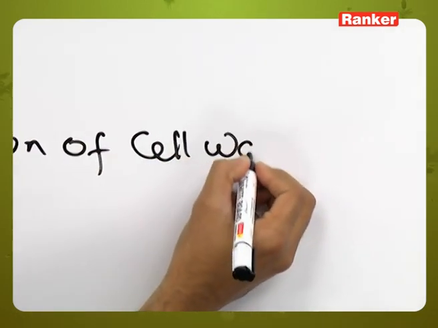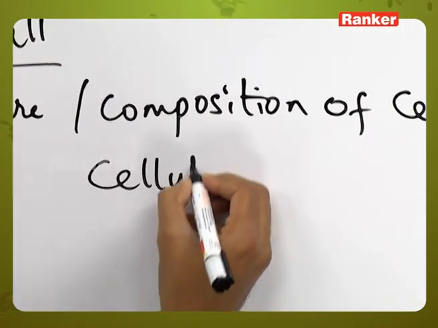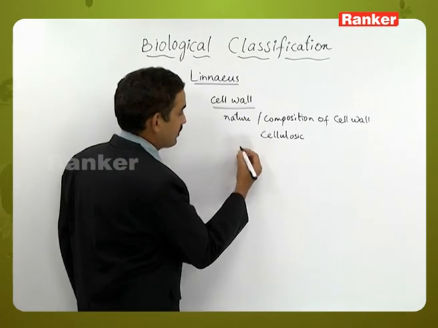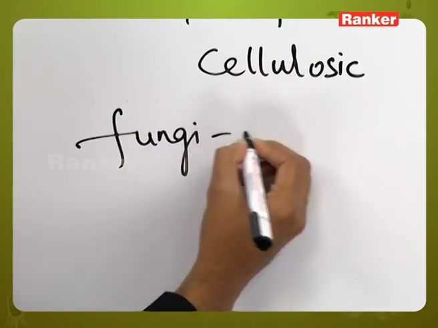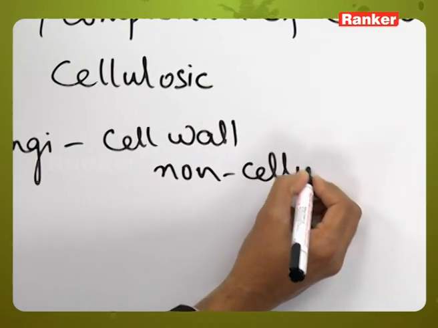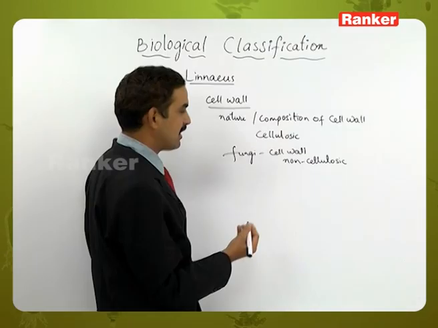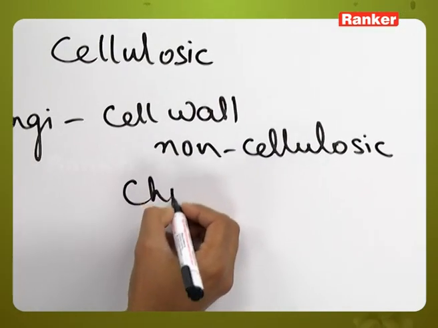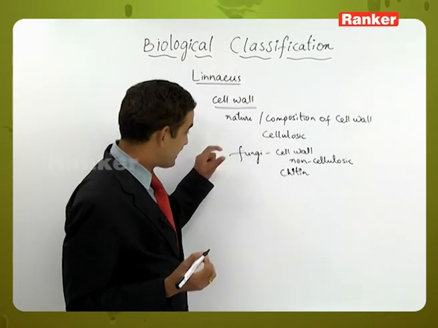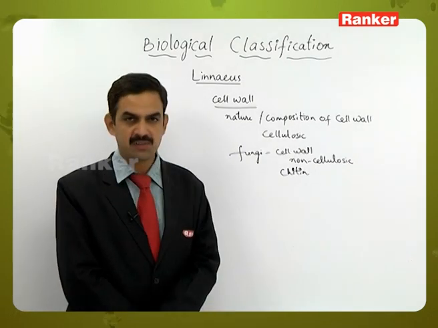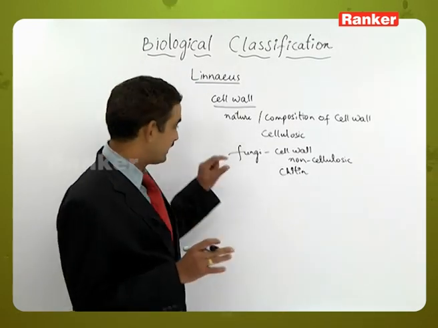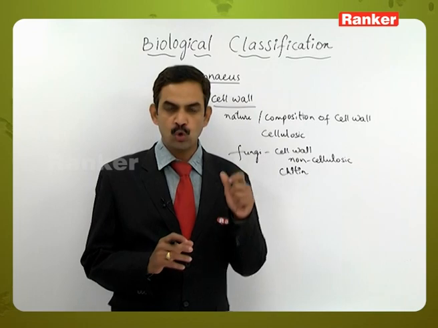We know that plants have a cell wall which is mostly cellulosic in nature. But there are some plants, that is fungi. Fungi have a cell wall, but this cell wall is non-cellulosic in nature. In place of the cellulosic cell wall, they have chitin, a nitrogen containing polysaccharide, in the cell wall. So the composition of the cell wall of all the plants is not the same. Despite this difference, the fungi have been kept along with the other groups.